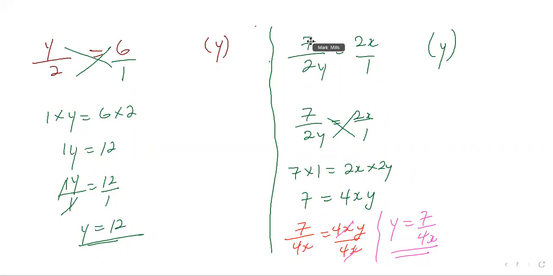When you are given 7 divided by 2y is equal to 2x over 1, we cross multiply the same way. So it's 7 times 1 is equal to 2x times 2y. 7 times 1 gives me 7, then 2x times 2y will give me 4xy. Then what we do next is this: we want to make y the subject. So we divide both sides by what? 4x. We divide this one by 4x and we divide the other by 4x. We get y is equal to 7 divided by 4x.